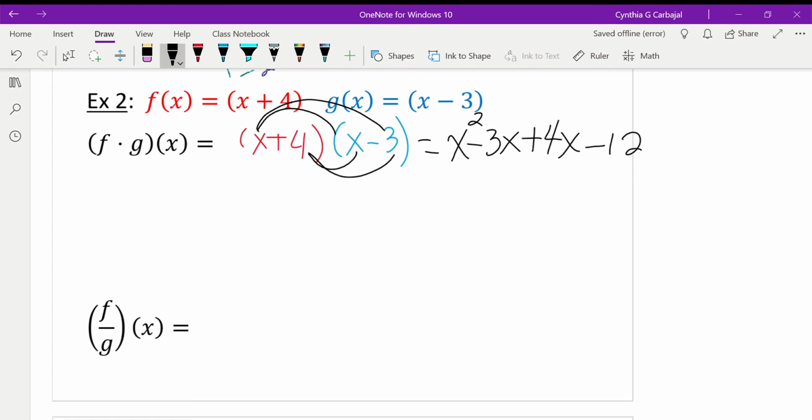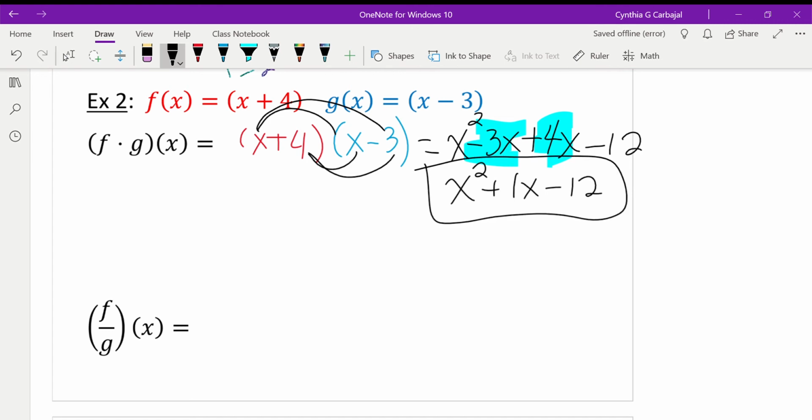Then we combine like terms. There's no other x squared, so that stays x squared. The negative 3x and the 4x both have an x, so those are going to combine. They're different signs, so I have to subtract and keep the sign of the larger one. That would be the 4, positive. So 4 minus 3 is positive 1x. Bring down the 12 because there's nothing else it can combine with, and this is my answer. So again, that's just algebra. We've done it before, so hopefully it's not too complicated.